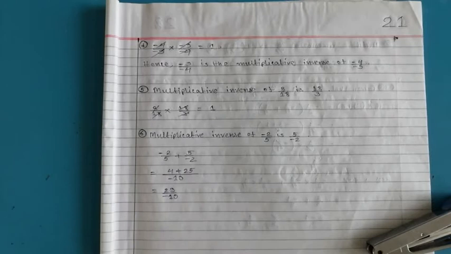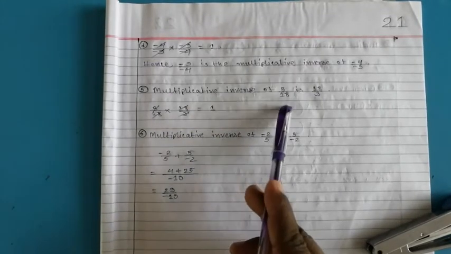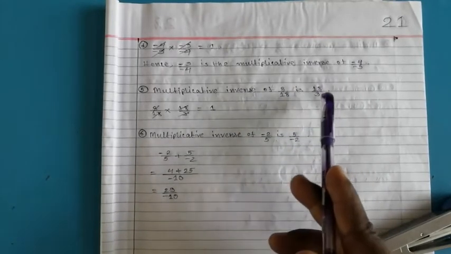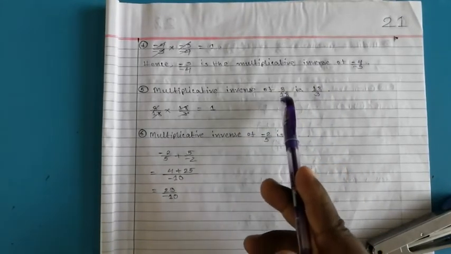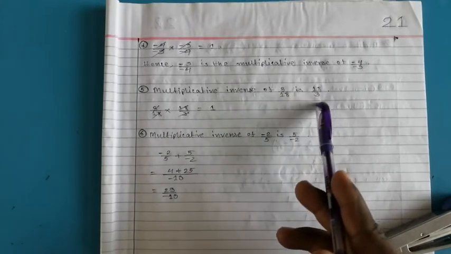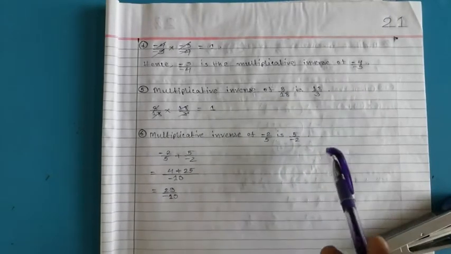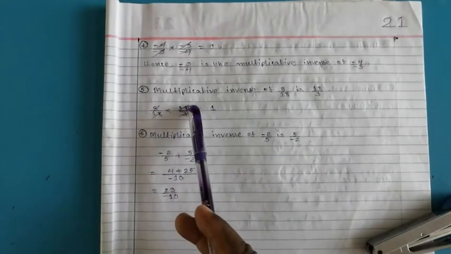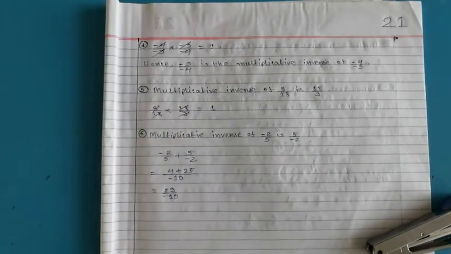Now come to question number 5. Multiply 3 upon 18 with its multiplicative inverse. We know that the multiplicative inverse of any number is the reciprocal of that number. So for 3 upon 18, the multiplicative inverse will be 18 upon 3, just the reciprocal of that. So their product is 3 upon 18 multiplied by 18 upon 3, which equals 1.